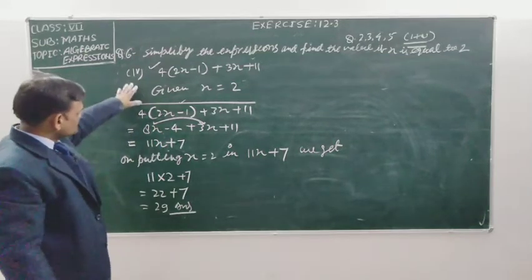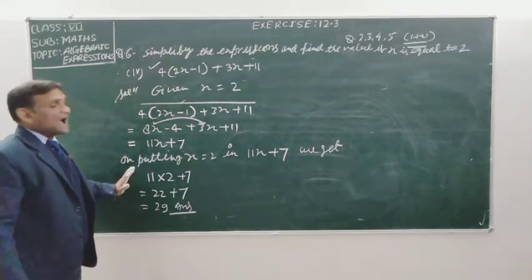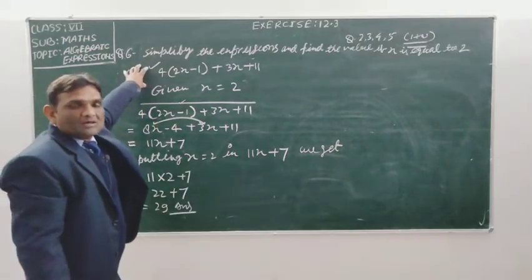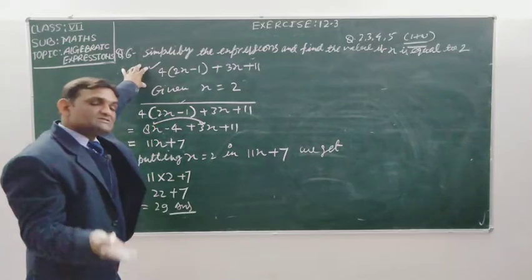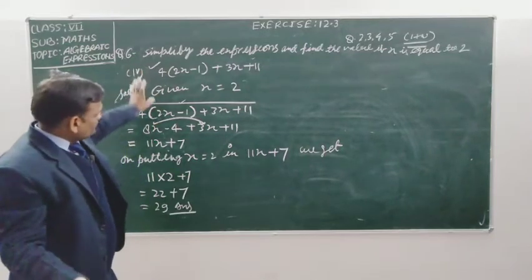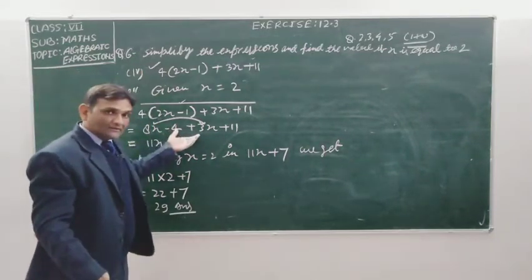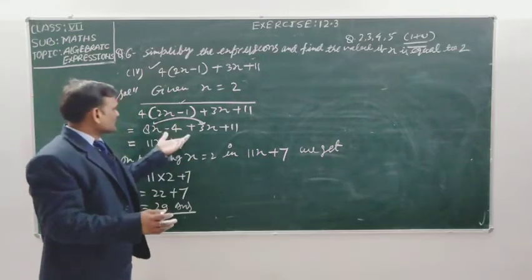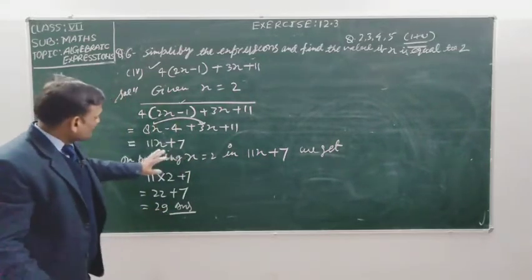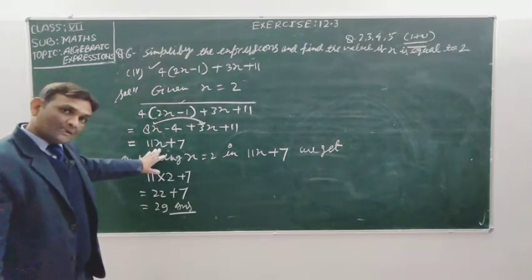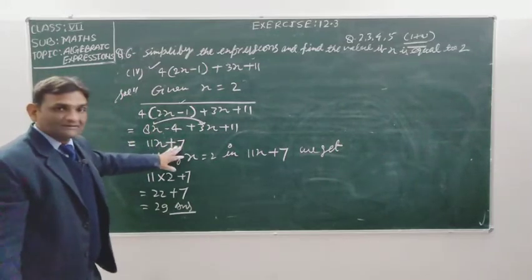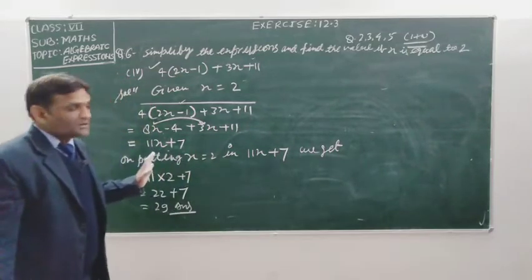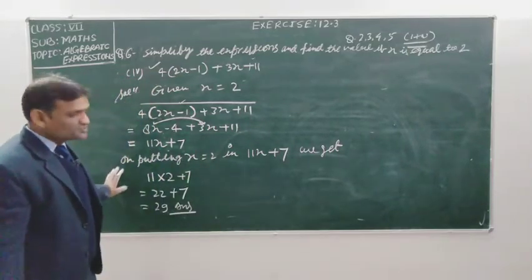So student, this is a very easy question. In the same way, you will solve the remaining part of this question. You have to simplify everything. How do you simplify? If you need to add or subtract, then you will add and subtract in the expression and find the result, and then in the result you will put the given value of the variable. So I hope, student, you have understood this question very well.